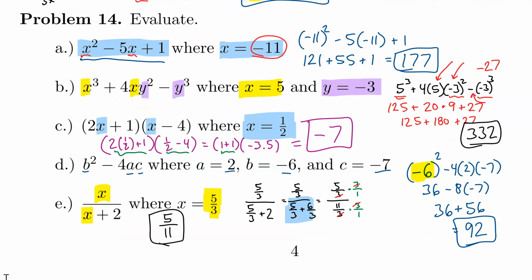So there we have it. We evaluated each of the expressions. We ended up with 177 for part A, 332 for part B, -7 for part C, 92 for part D, and 5 over 11 for part E.